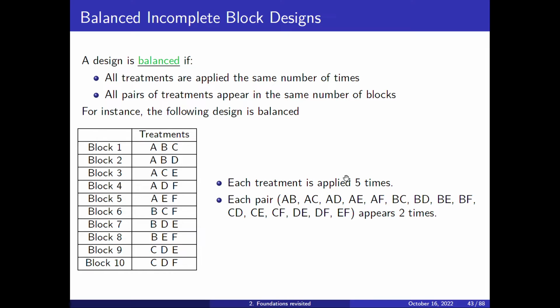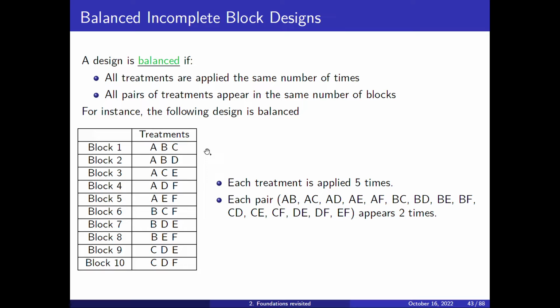Okay, so let's say that we have 6 treatments from A to F, and then we have 10 blocks. So a design is balanced if all treatments are applied the same number of times and all pairs of treatments appear in the same number of blocks. So for instance, let's say that we have this design, so each treatment is applied 5 times. So we have 5 A's and 5 B's, and then you have 5 C's, 5 D's, and so on.